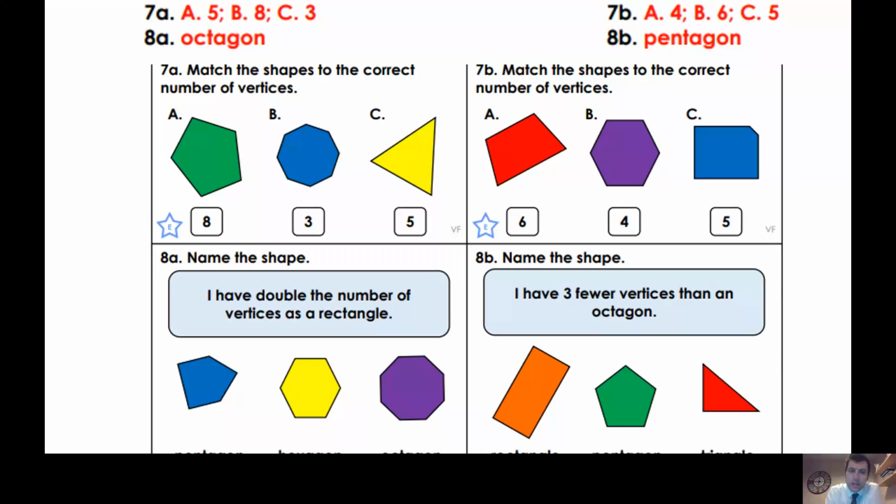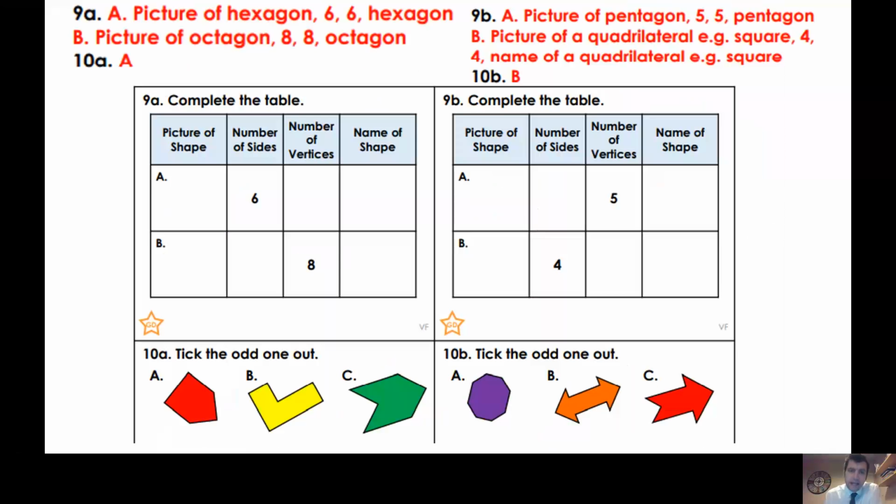Okie dokie, guys. Looking at question 7, we can see that A is 5, B is 8, and C, the triangle, has 3. For question 7B, we can see that it's 4 for that trapezium, 6 for that hexagon, and 5 for that irregular pentagon. Then if you look at the shapes at the bottom, we can see that it's an octagon because it would be 8 sides, which is double 4 for a rectangle. And an octagon has 8, therefore 3 fewer would be 5, so it's going to be a pentagon for 8B. And then we expect a picture of a hexagon, so a 6-sided shape, which has 6 vertices, and it's called a hexagon.